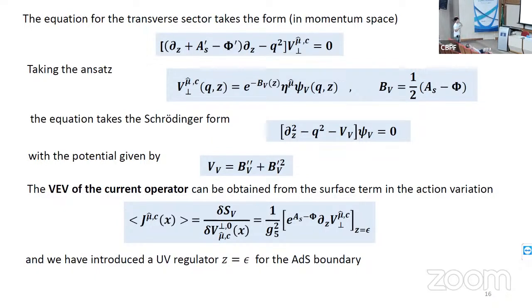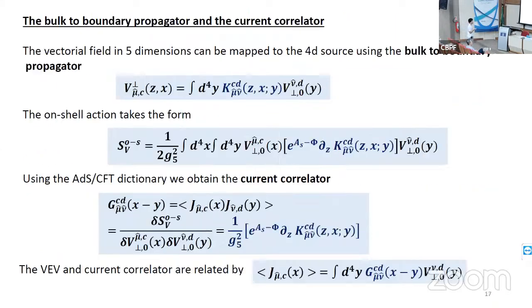And now let me talk about the VEV, the vacuum expectation value of the current operator. Basically, what you do is get the on-shell action, or it could be even off-shell. You can take the off-shell variation of the action with respect to the source, and you get a conjugate momentum, and then you evaluate on-shell. This should be equivalent to taking the on-shell action in the end. So this is the holographic dictionary for the VEV of this current operator.